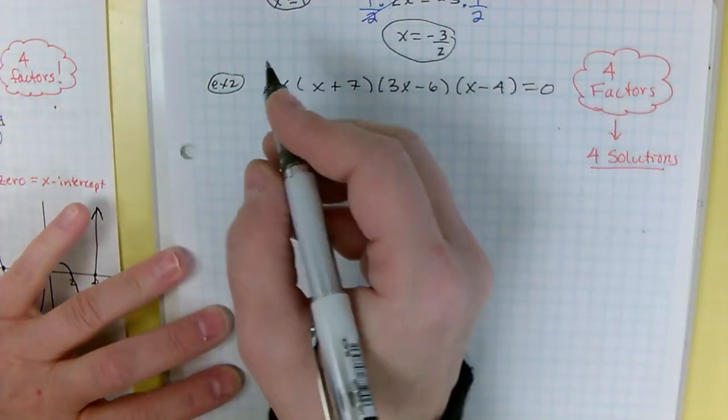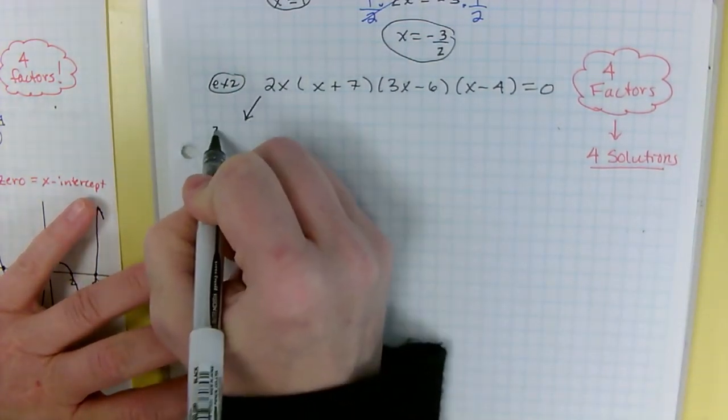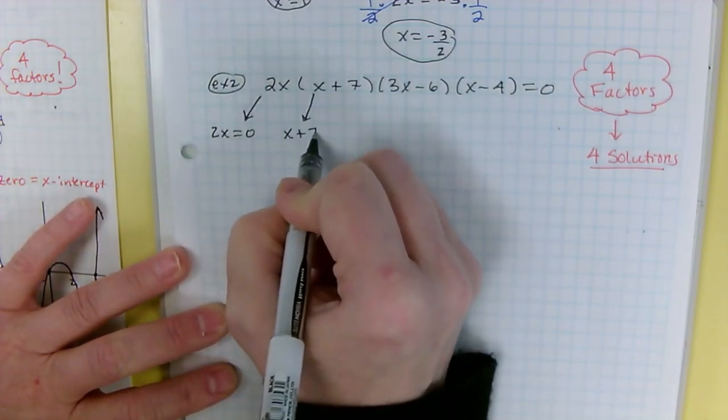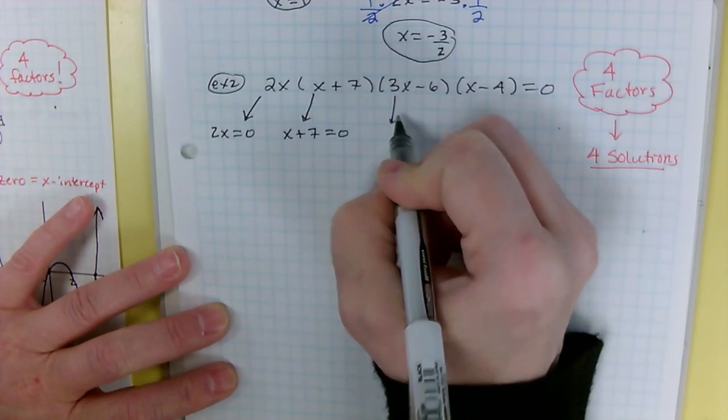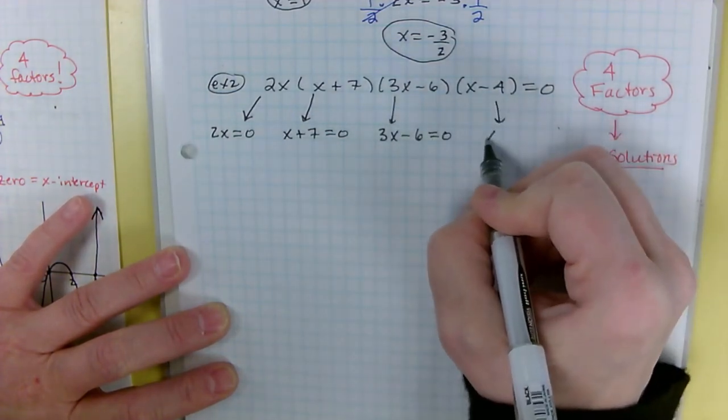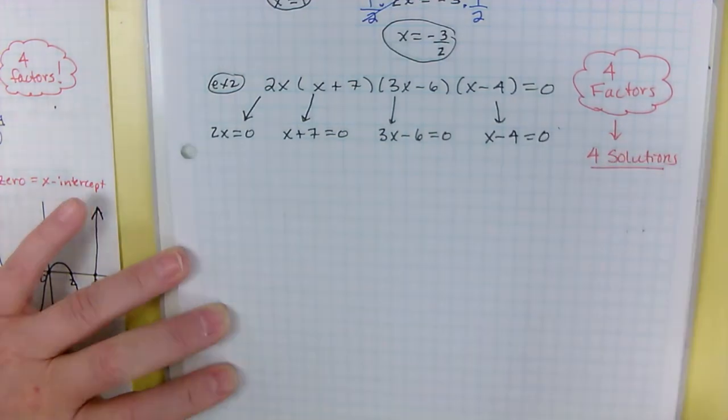All right, so we're going to set each of these equal to 0. So we're going to set 2x equal to 0, x plus 7 equal to 0, 3x minus 6 equals 0, and x minus 4 equals 0.